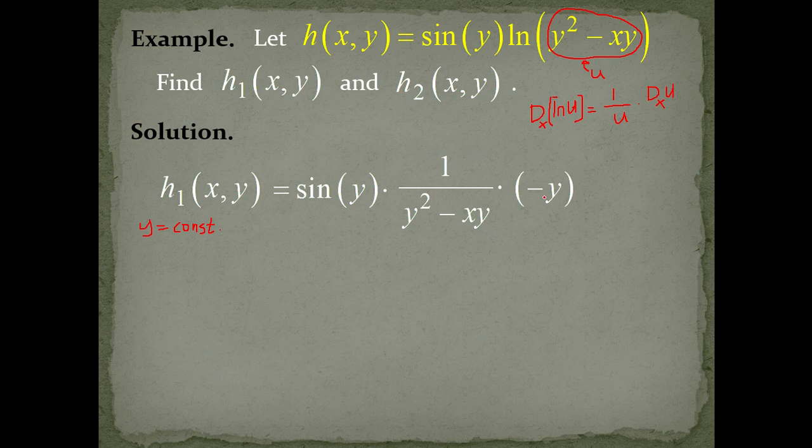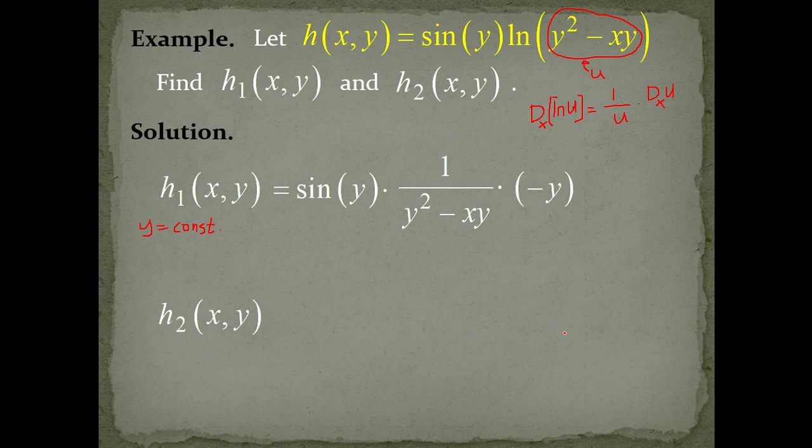So why is it negative y? Because this is our u. We take the partial derivative of this u, and we're differentiating with respect to x, so y is constant. So we'll take only the derivative of this part here. The derivative of x with respect to x is equal to 1, multiplied by y, and this is negative, so that's why we have here negative y. Alright, so that's our first part.